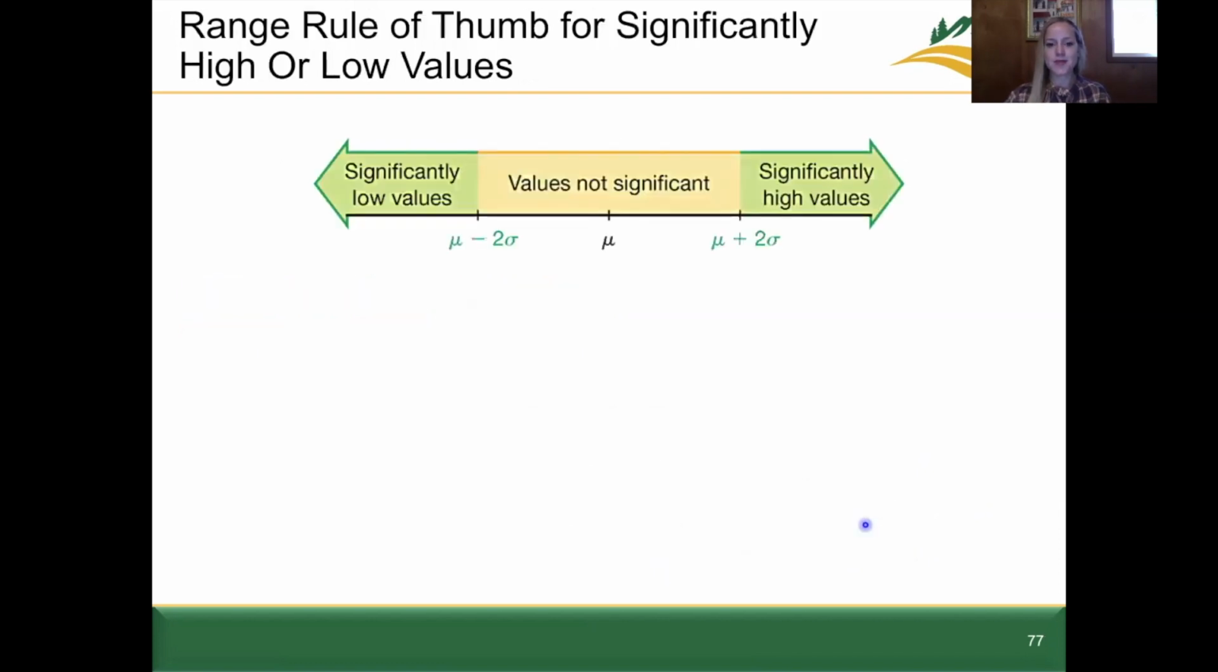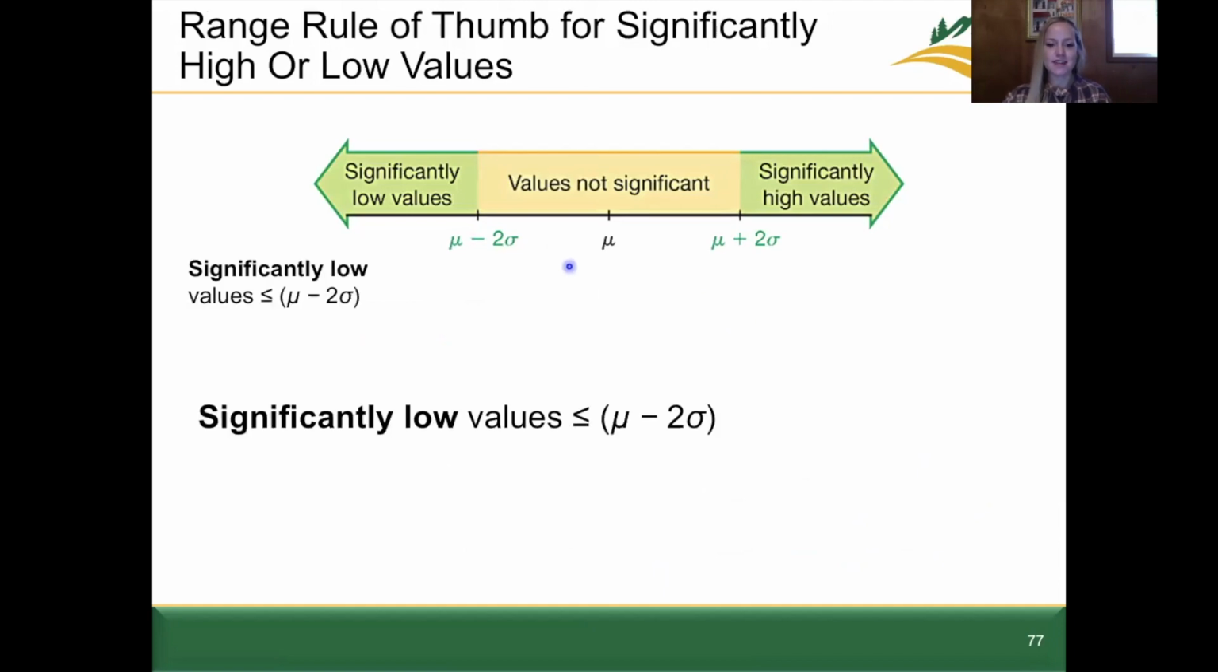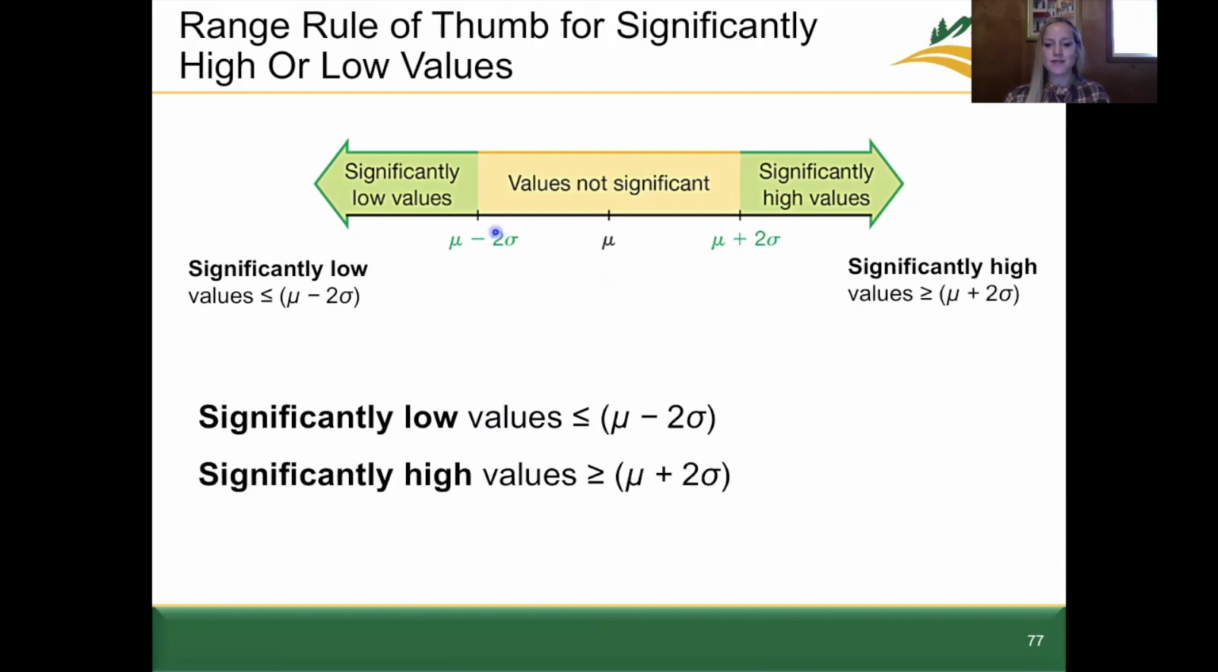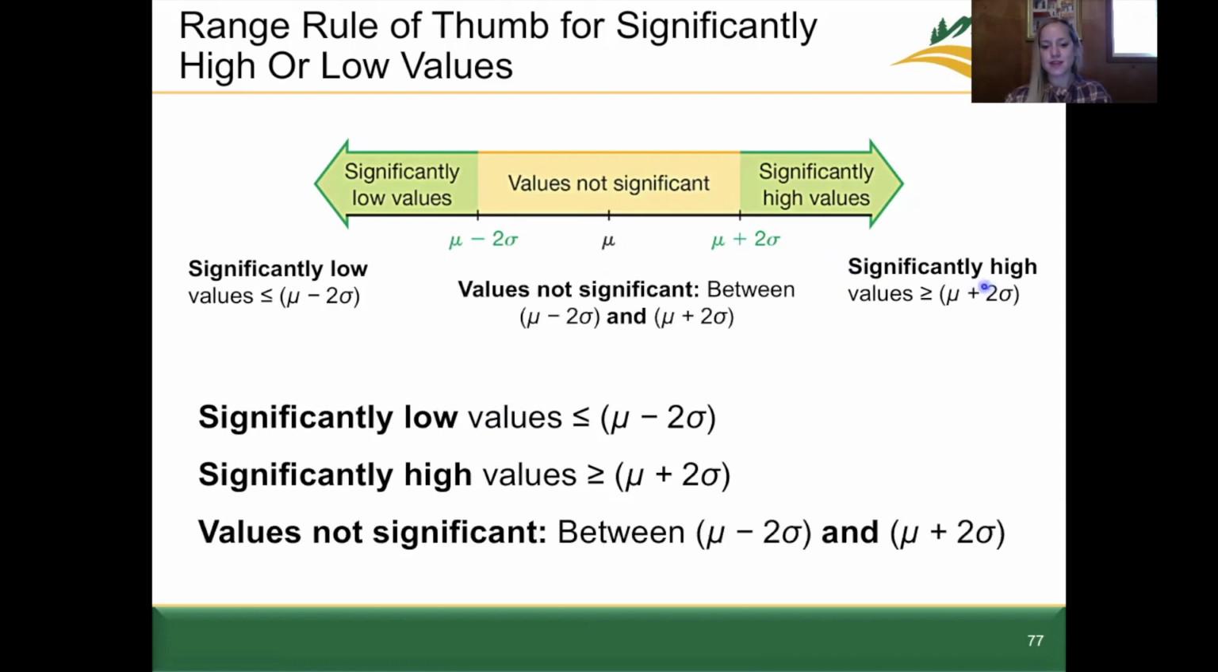For the next example we'll go through, we're going to use this figure again. So to remind you of this, values are significantly low when they are the mean minus 2 times the standard deviation away. Values are significantly high when they're the mean plus 2 standard deviations away. Then in the middle, the values that are not significant are between mu minus 2 sigma and mu plus 2 sigma.